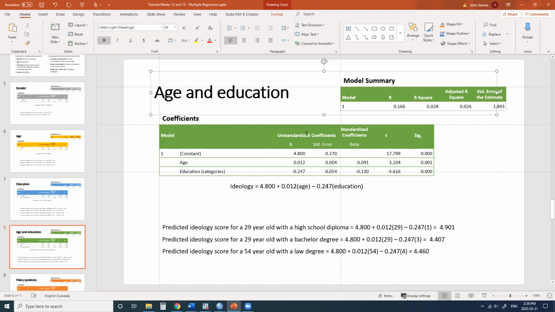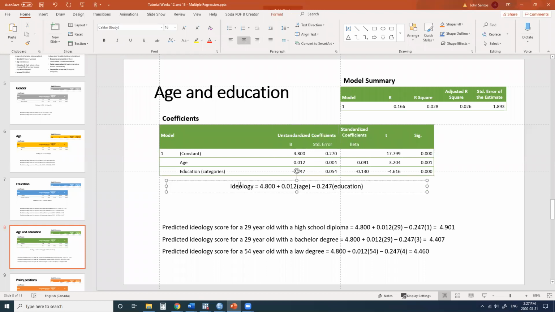And so let's look at the coefficients, right? So we have the constant, that's 4.8. So that's the value of y, ideology, when age and education are equal to 0, but there is no value of 0 for education, and you obviously don't have an ideological identification when you're dead, so when you're age 0, that's not meaningful at this point, right? But we can construct the regression equation, right?